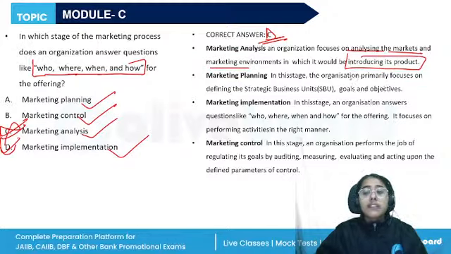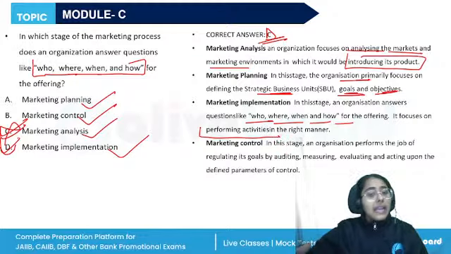Marketing planning refers to focusing, during the SBU, on the goals and objectives. Implementation answers the who, where, when, and how for the offering. It focuses on performing the activities. We are finally implementing the plan. And control means making any changes, regulating the goals by auditing, measuring, evaluating, and acting upon.